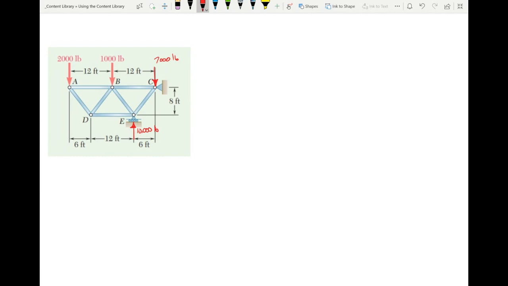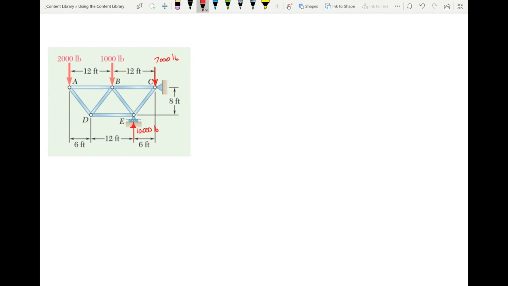Now, joint B, how many members does joint B have framing into it? It has 1, 2, 3, 4 members framing into it, right? So we could not start our truss analysis at joint B, because there are too many unknowns. We only have two equations of equilibrium, a sum of forces in the x direction and a sum of forces in the y direction when we look at each joint. So we've got to work with that.